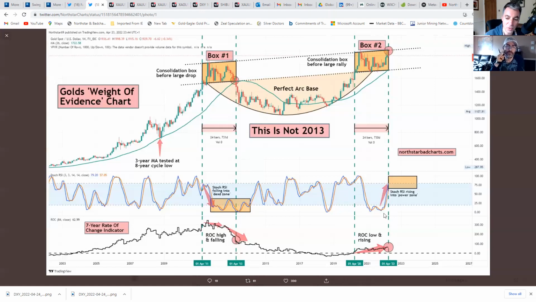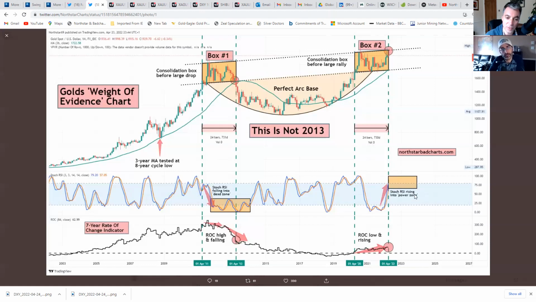So is that what's happening now? Well, no, because the stock RSI, instead of being high and falling into a low zone, is low and rising into the high zone. So instead of falling from the power zone into the dead zone, we're actually going from the dead zone into the power zone. So it's the exact opposite. It's the 180-degree opposite of what happened in 2013. So why would you expect what happened in 2013 to the price of gold to happen now based on the stock RSI? Simple answer is you wouldn't. You'd expect the opposite to happen.